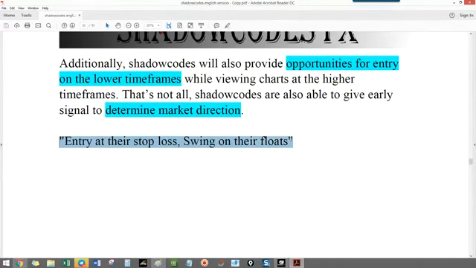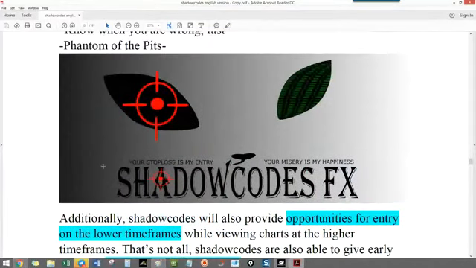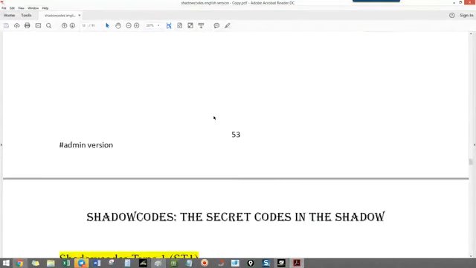And this is our motto, my phrase: your stop loss is my entry. Your misery is my happiness.